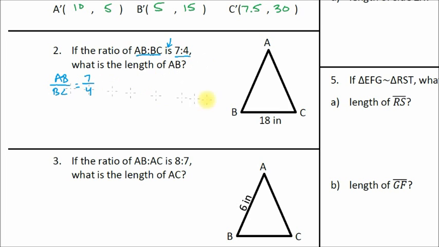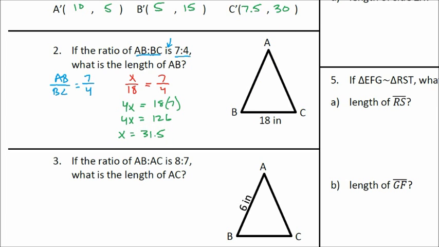All I have to do now is plug in what I know. Well, I know BC is 18. AB is our unknown side that we're looking for, and that's equal to 7 to 4. Let's go ahead and cross multiply. X times 4 is 4x equals 18 times 7. And that's 4x equals 126, and divide both sides by 4 and you will get x is equal to 31.5.